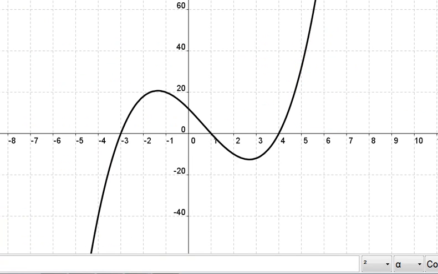And graphically, we get the orange graph because all the outputs have been shrunk by a factor of 3, so they're 1/3 of their original. We do notice though that we have the same roots, and that's important.